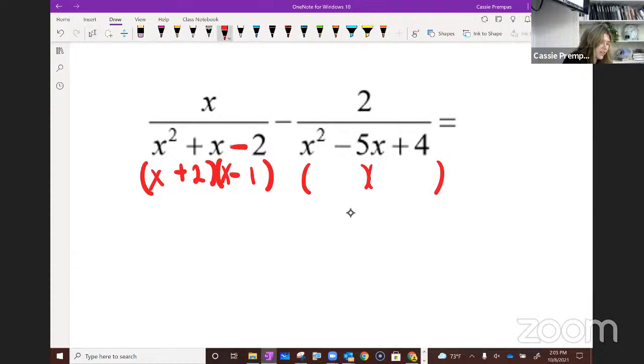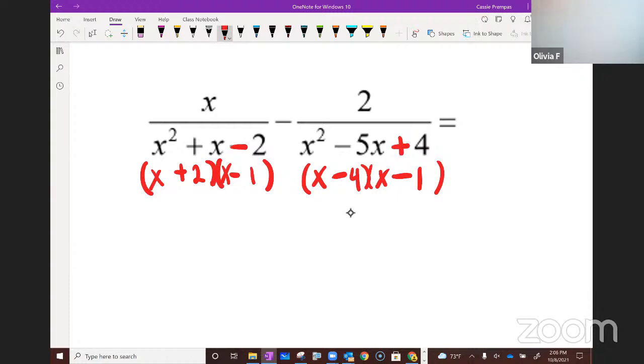We'll see. Okay, so the last term's positive, so we know we're going to have the same signs, minus and minus. x times x would give me x squared. And if I try 2 and 2, that won't add up to be 5x, so it would be 4 and 1. Do you agree? Yep, that seems about right. All right, guys, look up here. Did you get x minus 4 and x minus 1?